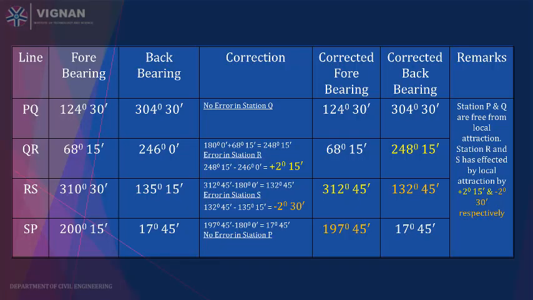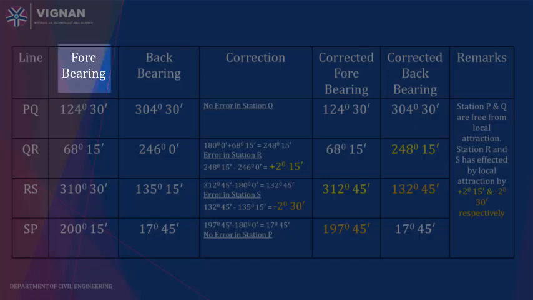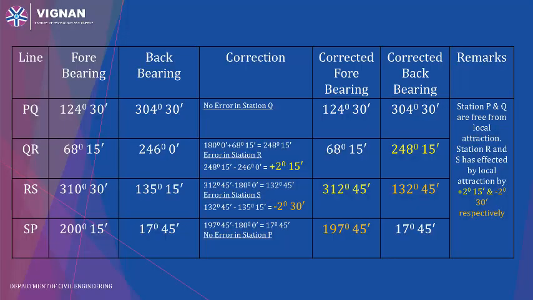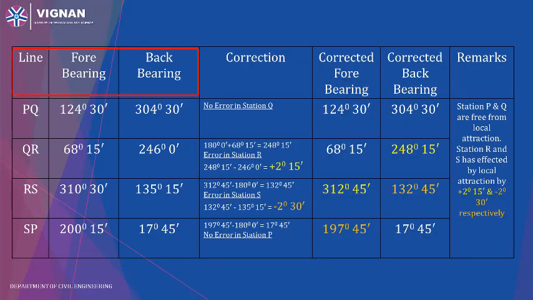Draw a tabular form with the table column titles as line, forebearing, back bearing, correction, corrected forebearing, corrected back bearing, and remarks. Copy down the given data in the first three columns, that is line, forebearing, and back bearing. Observe the given forebearings and back bearings.